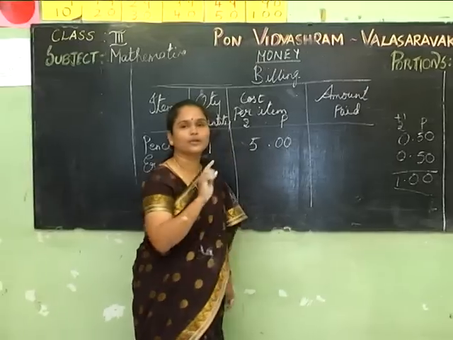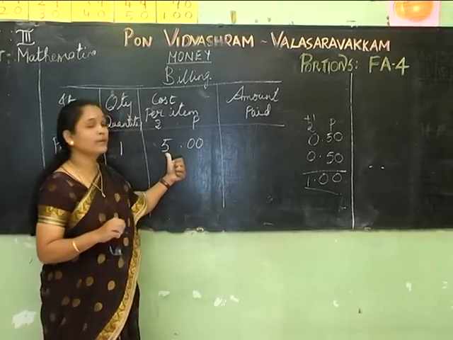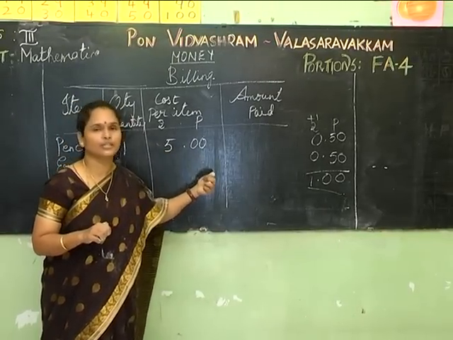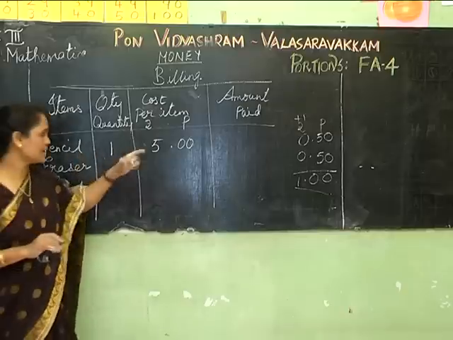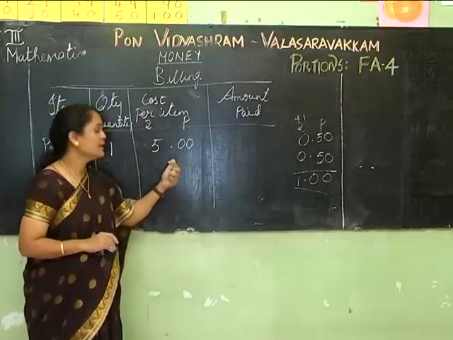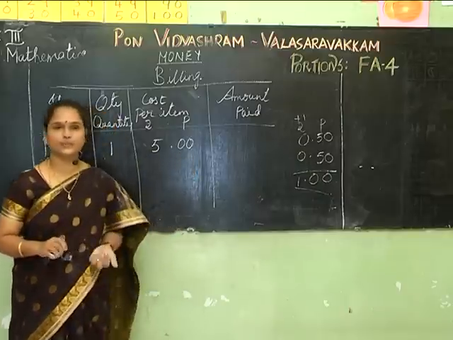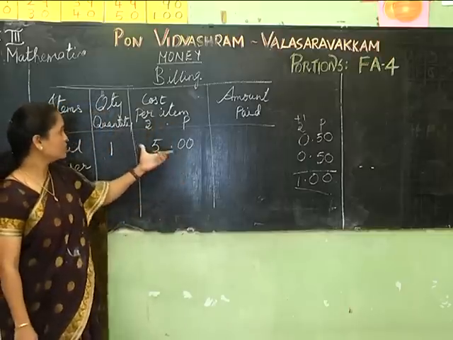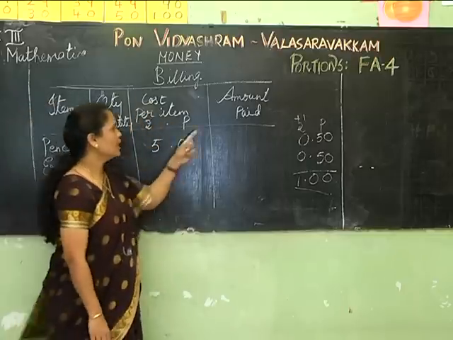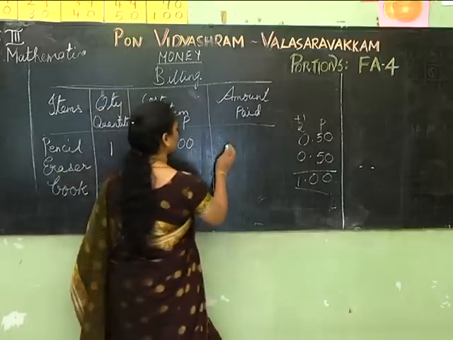Children, it is very important. Column, 5 rupees, 5 rupees column. You should be careful. Now, how much do you pay?